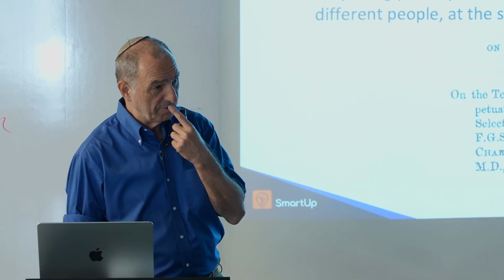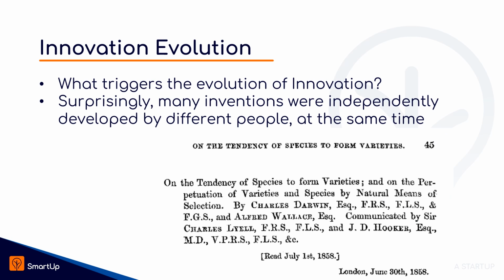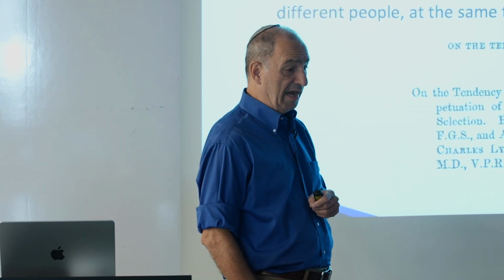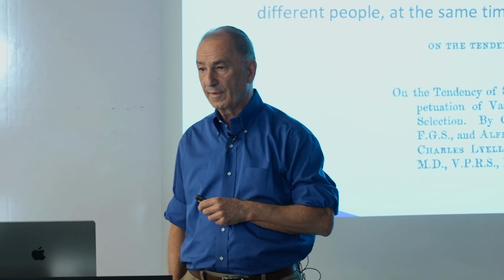So this is the most famous example. Who invented or discovered evolution? Darwin, right. Did anybody ever hear about Alfred Wallace? Yes? No? Okay. So at the time when Charles Darwin was thinking about and writing about evolution, he actually didn't publish his ideas for 20 years.